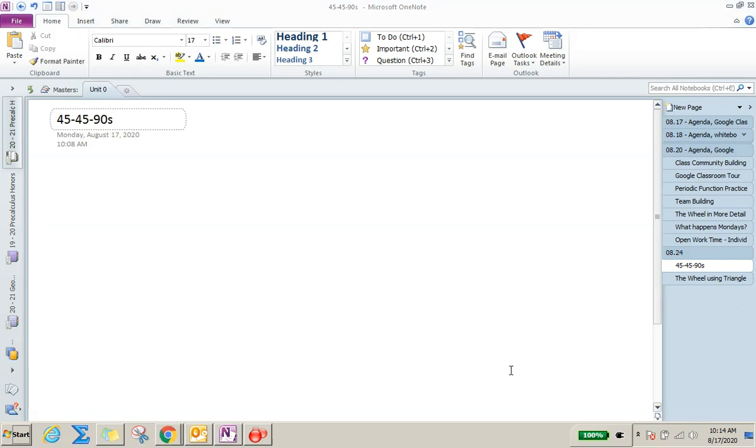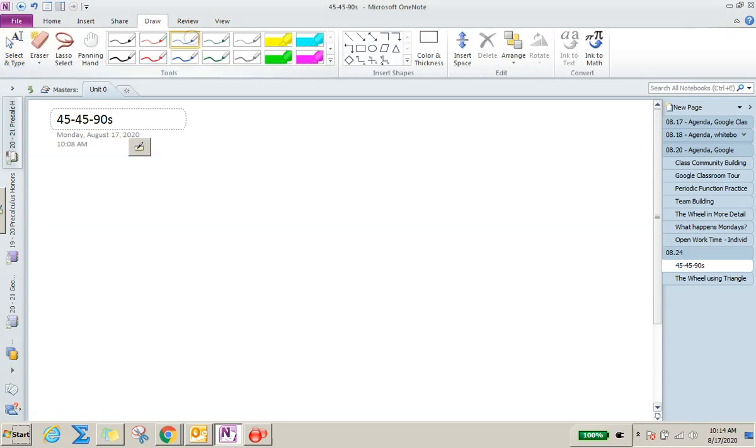So we are going to start by talking about 45, 45, 90-degree triangles. And I know you learned about these in geometry. So just a refresher, a 45, 45, 90-degree triangle is a triangle whose angles are 45 degrees, 45 degrees, and 90 degrees. And because it has two congruent angles, it's an isosceles triangle, which means the legs of the triangle are the same length. So these are both some length, let's call it x.